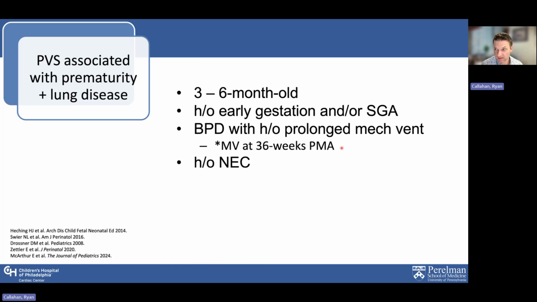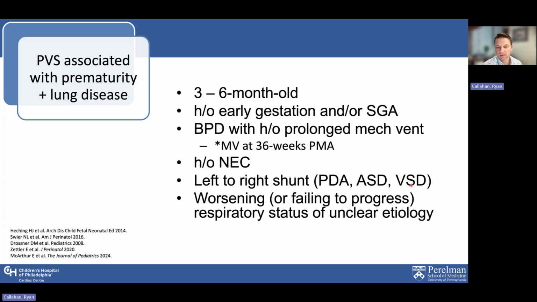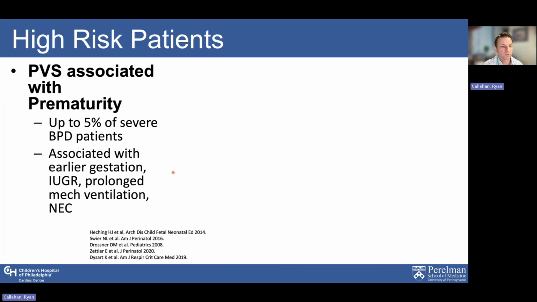They usually have a history of necrotizing enterocolitis, as I mentioned, and a defect causing a left to right shunt, or more blood flow to the lungs, such as a duct, an atrial septal defect, or a ventricular septal defect. And they usually present with worsening or not improving, as the docs think they should, respiratory status of unclear etiology, and it's usually diagnosed by echo, which we'll see later.